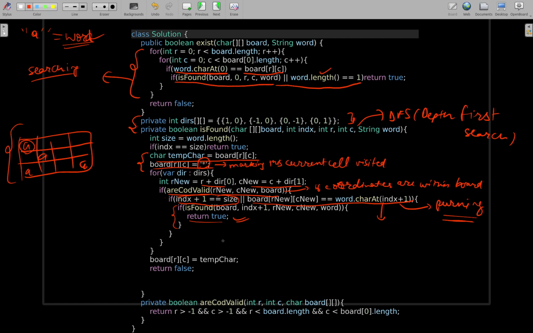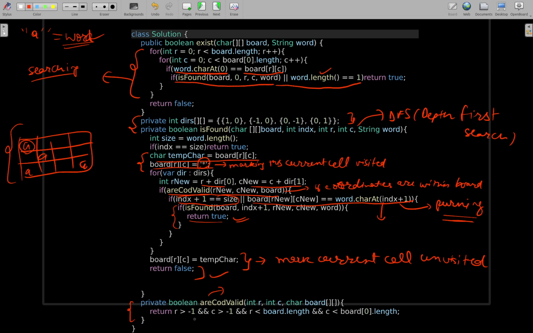And once you are done with it, you will simply mark this current cell as unvisited. And if you were not able to find the word anywhere in this particular board, then you will be returning false in that case. And this last function is just a simple function to check whether your new coordinates are within the boundaries of the board.